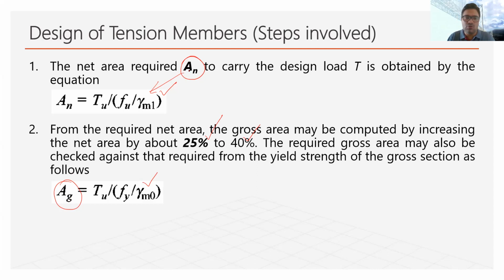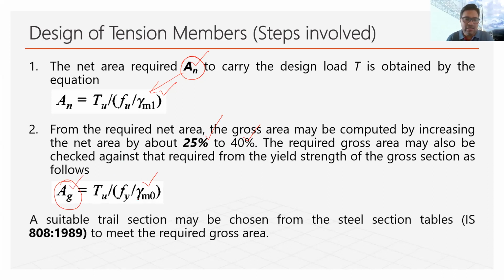We increase the area only if we are required to find AN. But generally in a design problem, we directly find AG, and then we select a suitable trial section from the steel table, which is IS 808. I have already explained this in one of the examples. Based on the area required, we select a suitable section, which may have area around the value of AG or more than this.